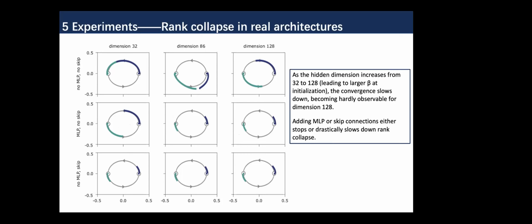So this means that adding MLP or skip connections either stops or dramatically slows down the rank collapse. You can see that because this one has no MLP, and they converge really fast. But in the second row, it doesn't have skip but has MLP, and it doesn't always converge really fast. And if it has skip connections, it will not converge really fast.